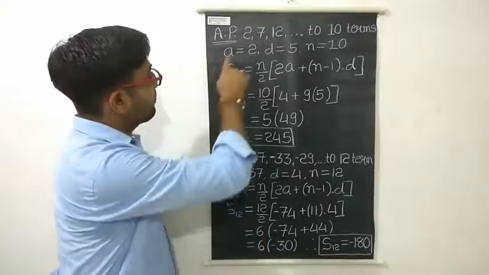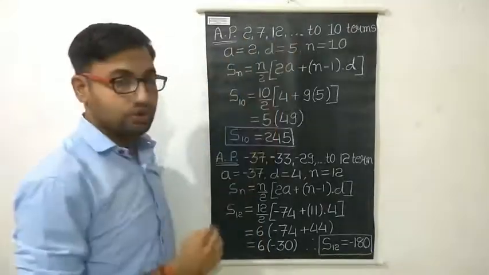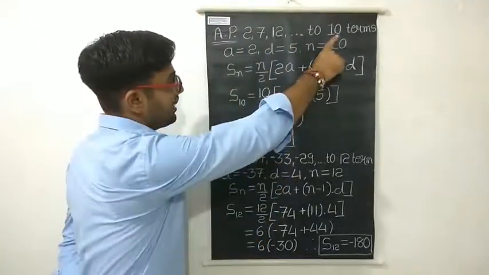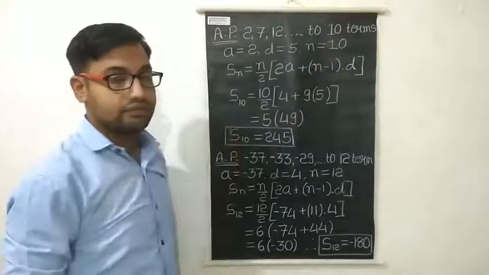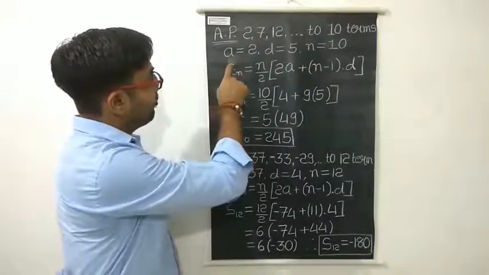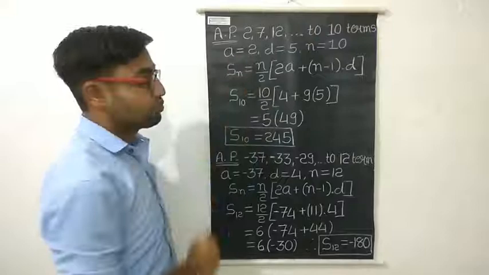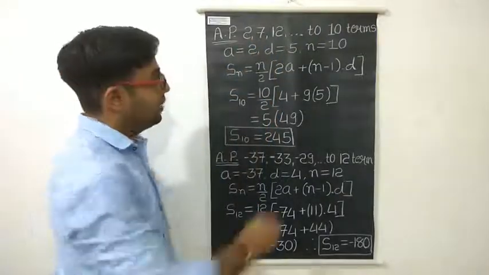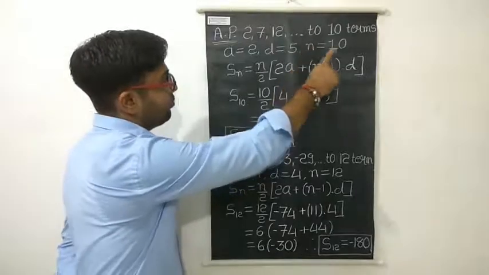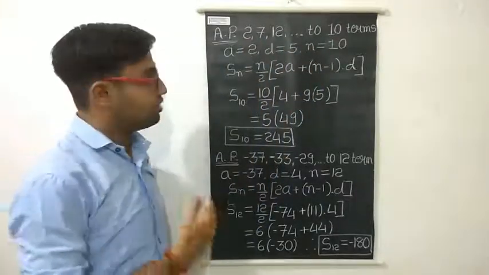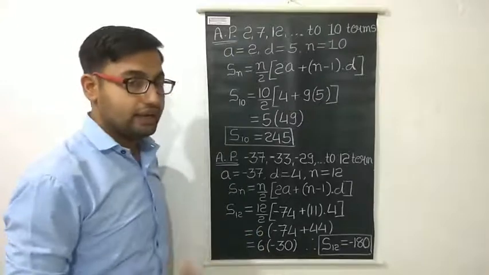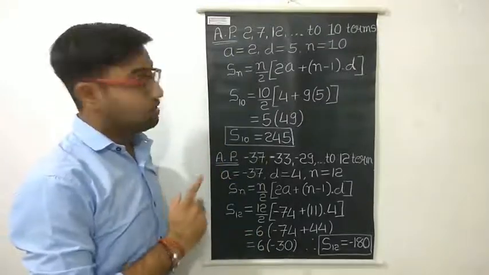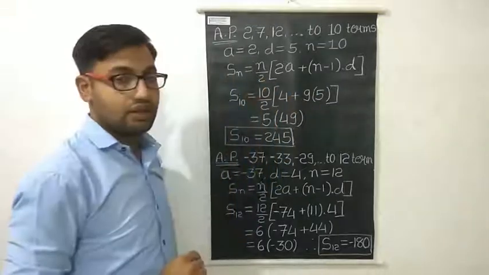Suppose we are given an AP 2, 7, 12, up to 10 terms. That means we have to add the 10 terms of this AP. So now write down what we have. The first term a is equal to 2. Common difference is 7 minus 2, that is equal to 5. And the value of n is 10, because we want to add the 10 terms. Here we don't know the last term value, right? So we have to use the first formula.